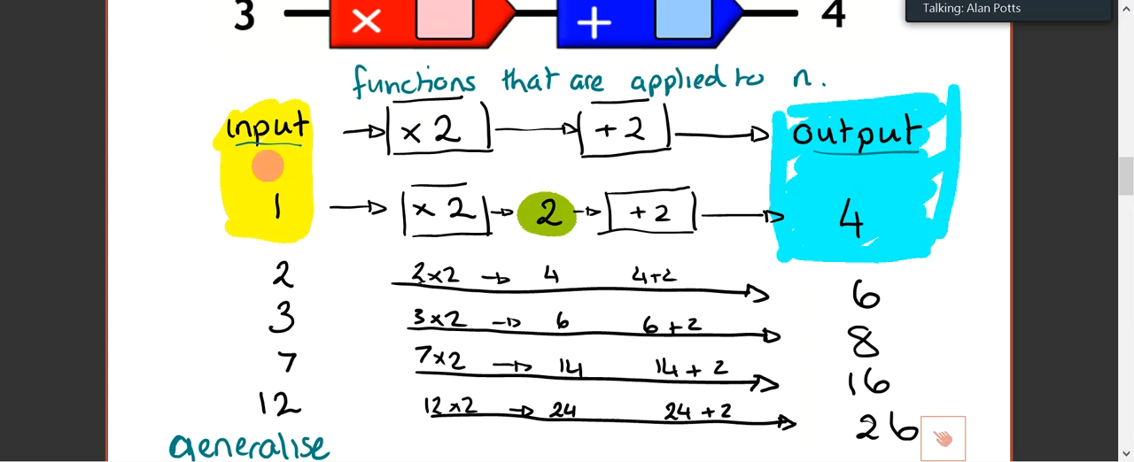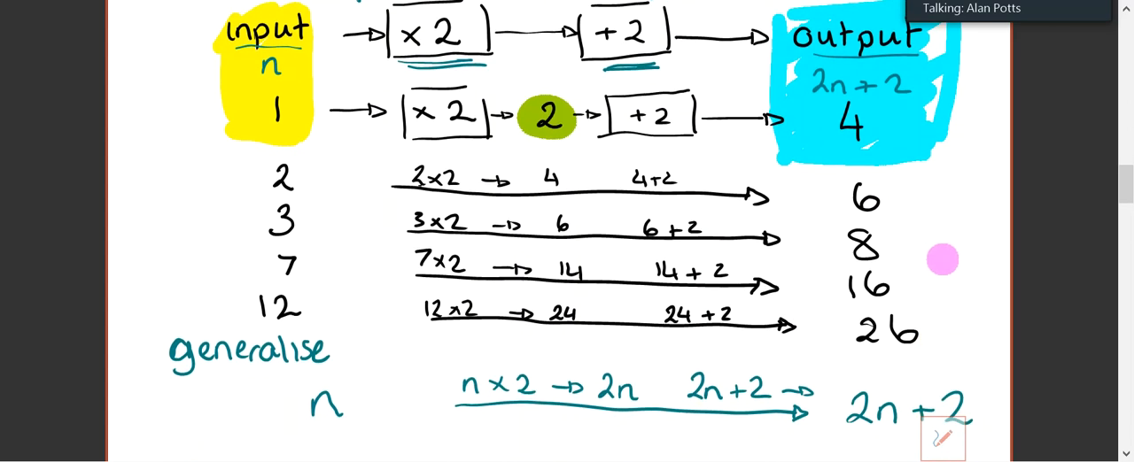So if I say the input is n and the output is 2n plus 2, these things here are the functions that get applied to n. And when you get a few years on, you start using what's called function notation. I'll say f of x or f of n, and what I mean is f, the function that has been applied to x, the function of x. Don't need to worry about that now, it's just an introduction. But you will get there, and it's just another way of communicating.